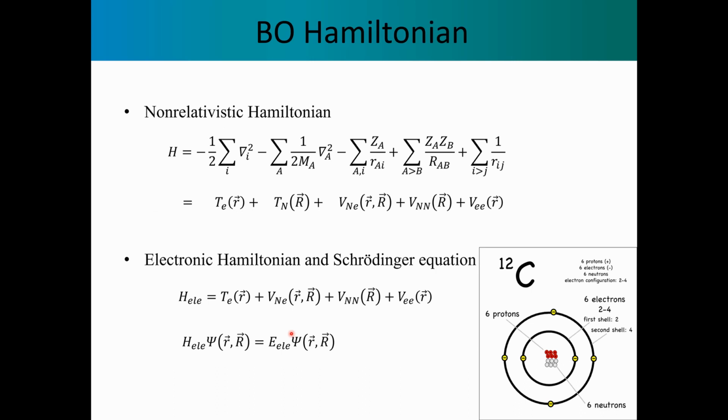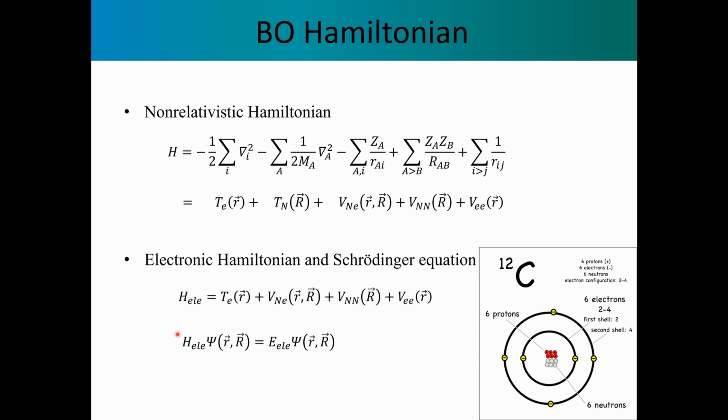Our aim is to solve the Schrodinger equation. This is a non-relativistic Hamiltonian. It contains the kinetic energy of electrons and nuclei, and also the Coulomb interactions between nuclei and electrons. In order to simplify this Hamiltonian, we usually use the BO approximation, and then my expertise is to solve the time independent Schrodinger equation for electrons.